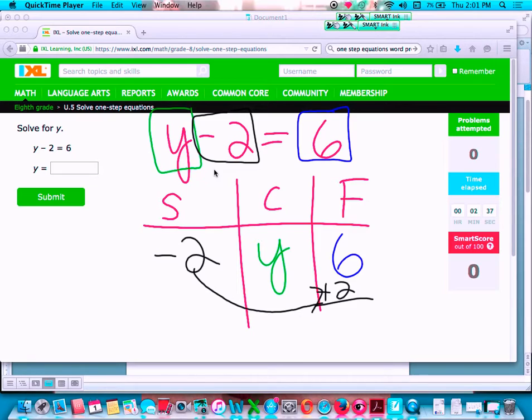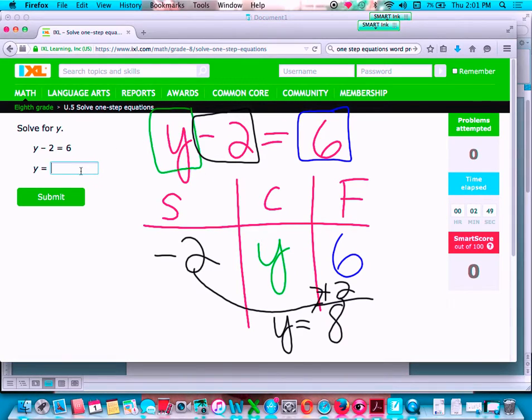So I now have 6 plus 2. And 6 plus 2 is going to tell me that y is now the number 8. So now I found out that y represents the number 8, and so I now know that the answer is 8. I put it in there. It says great job.